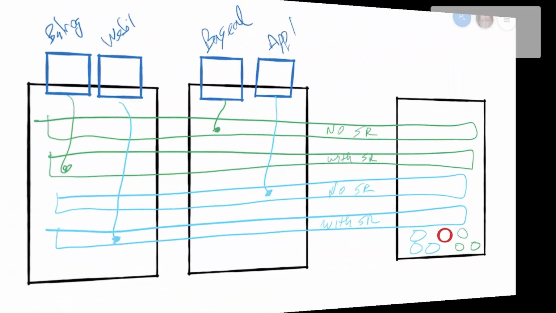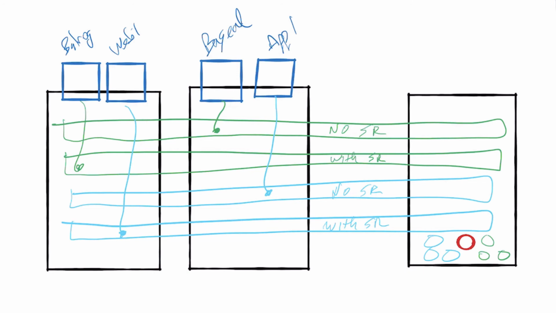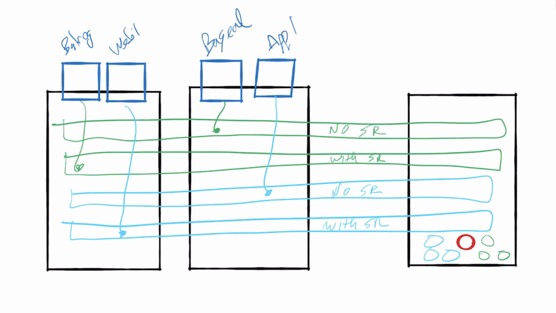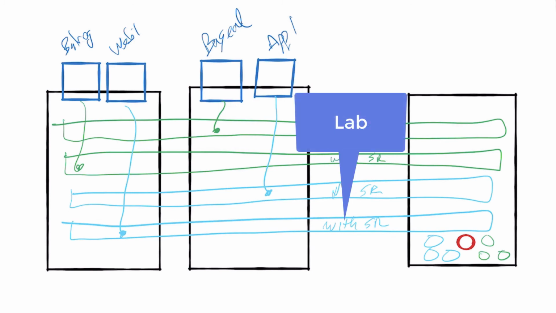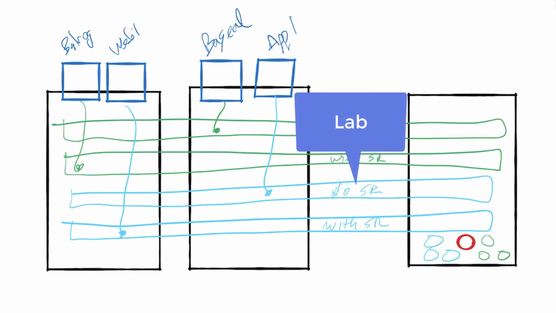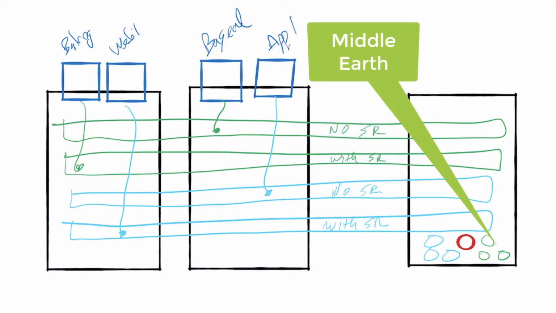So let's take a look, shall we? The little diagram here outlines the lab that I'm going to point to. It has two green segments that belong to an environment referred to as Middle Earth, and two light blue segments that are in an environment called lab. So I've got one with an SR, one without an SR in the lab environment, and one with an SR and one without an SR in the Middle Earth environment.